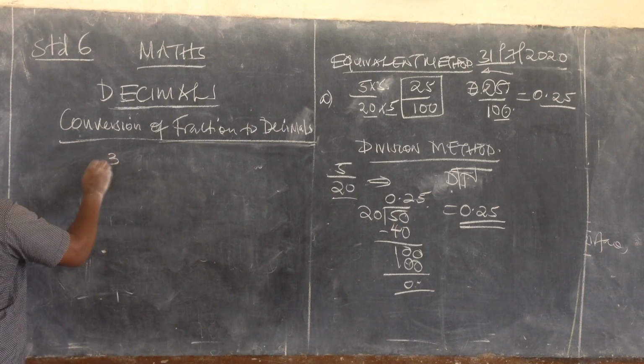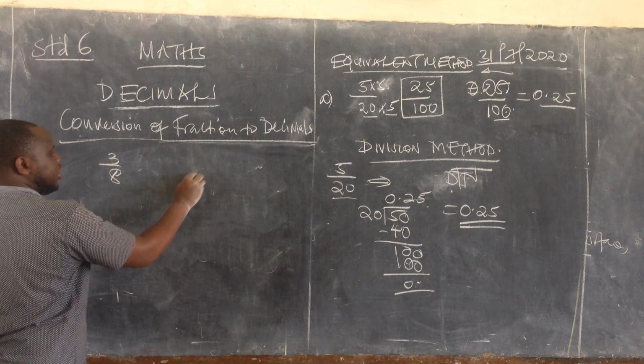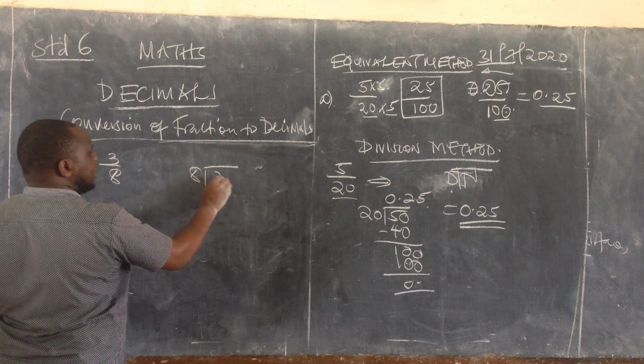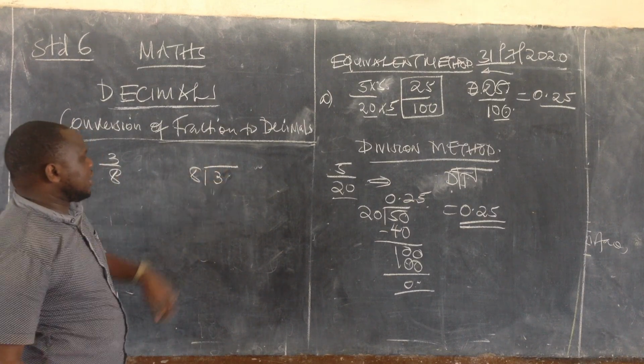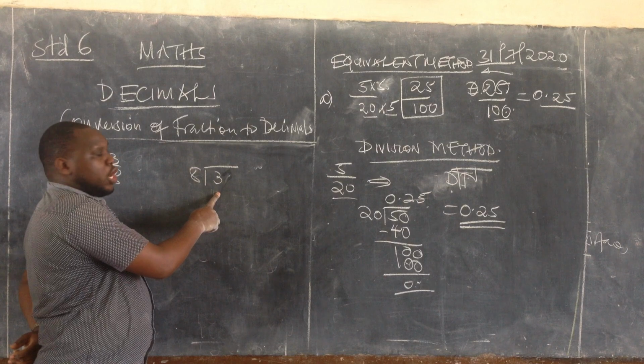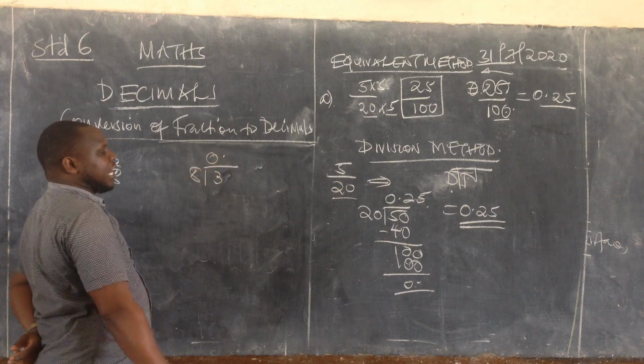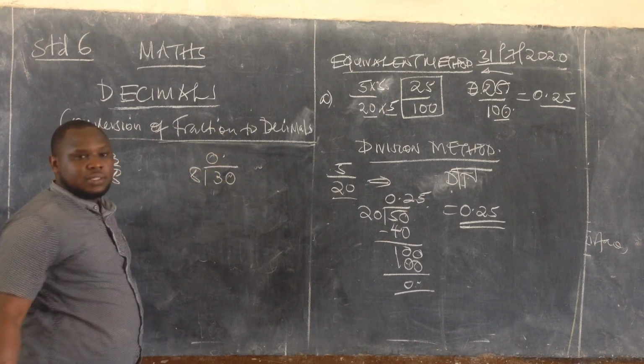We're going to be 3 over 8. So the denominator goes outside, the numerator inside. And so we're going to ask ourselves, can 8 be divided by 3? No. So it gets into 3 zero times. And then we add a 0 there.